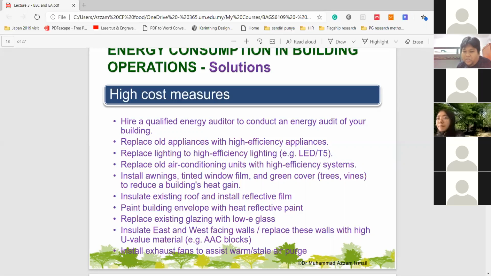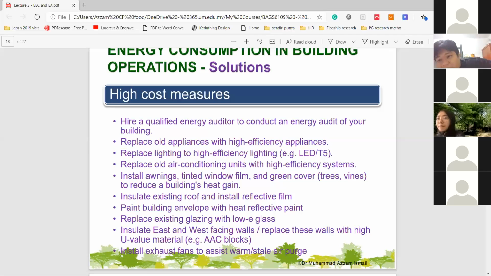And then replace existing glazing if you can. Use low emissivity glass, low E glass, or put some films on the glass to reflect the heat. Otherwise, you go for double glazing or triple glazing if you can. If you can afford it, then go ahead for double glazing. For at least double glazing and triple glazing, there's a second benefit, which is acoustics. Not just for stopping the heat from coming in, but at least acoustically it becomes a better building.